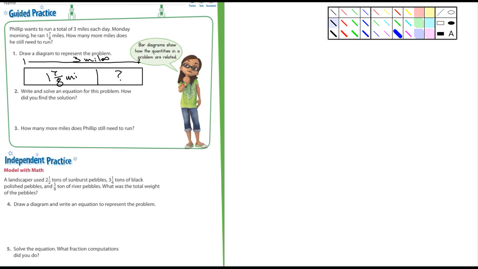Then it says, write and solve an equation for this problem. How did you find the solution? Well, I think I'm going to let you guys do 2 and 3 on your own. So you need to find the difference between 3 miles and 1 7/8. So in 2, you can write the equation, what you're going to subtract from what, and then number 3, of course, would be the answer. All right.